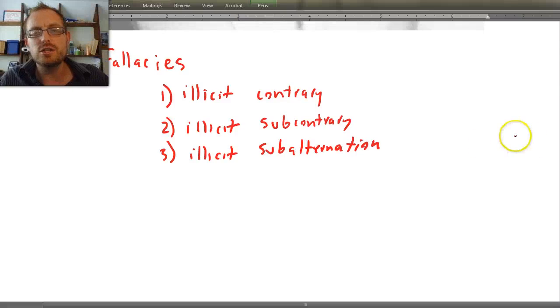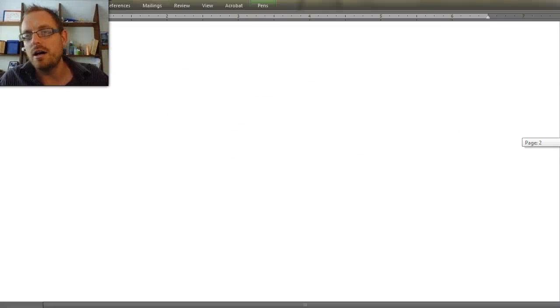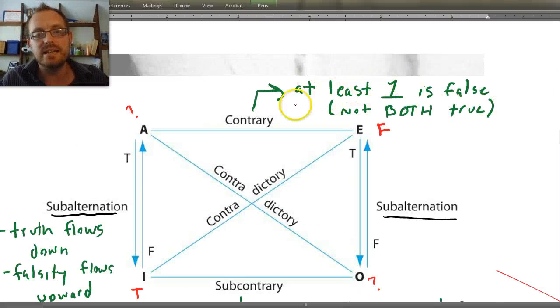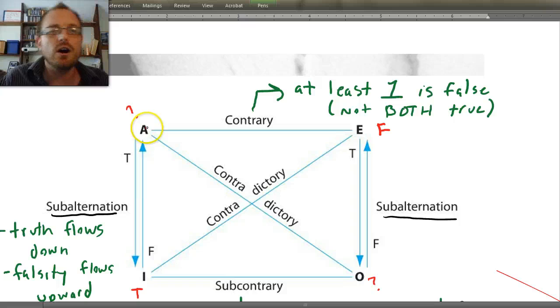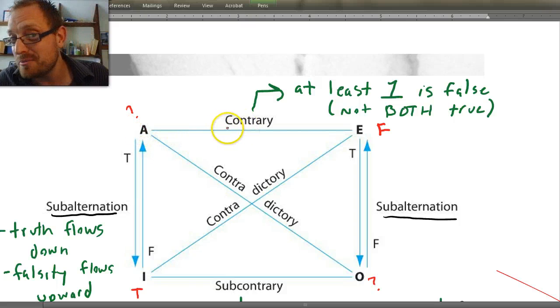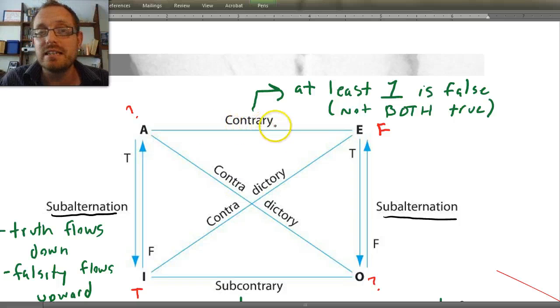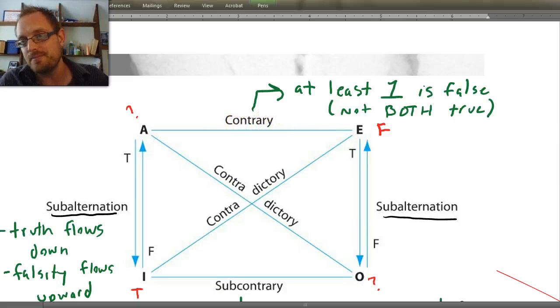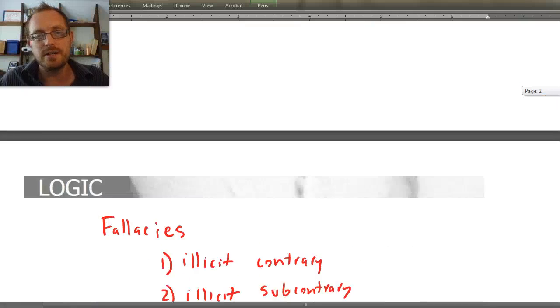So when people make truth claims illicitly, those are fallacies. Let's say I made an F statement and went to an E statement. I said it's false that no monkeys like bananas, therefore it's true that all monkeys like bananas. Even though that sounds logical, it's not. It actually commits the illicit contrary fallacy. Okay, so let's go back down here.